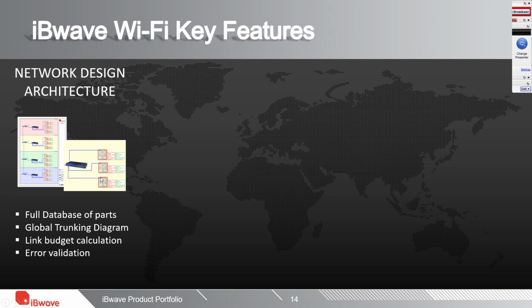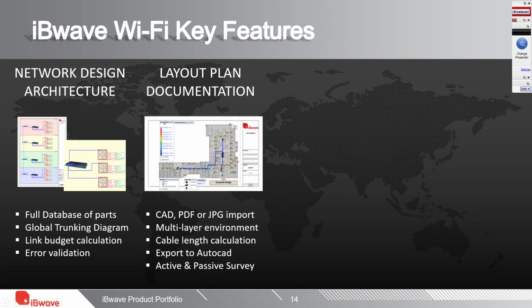And one of the reasons why usually when people ask us if we do prediction, I say, of course we do prediction, but iBwave is more of a production tool, not just a prediction tool. So we do survey, we do prediction, but we're really focused on the production, getting more projects done quicker, and being there for the evolution of the project. So we have the trunking diagram.